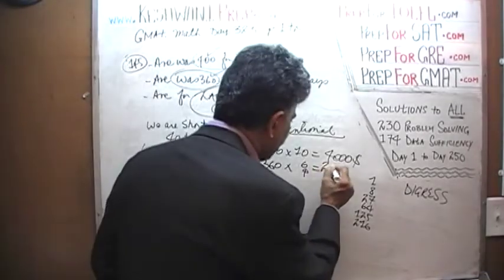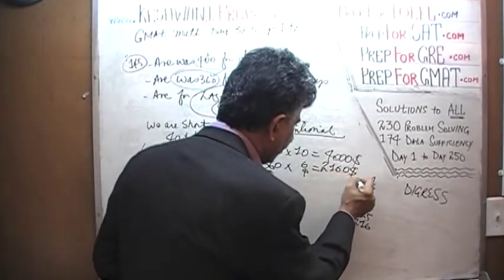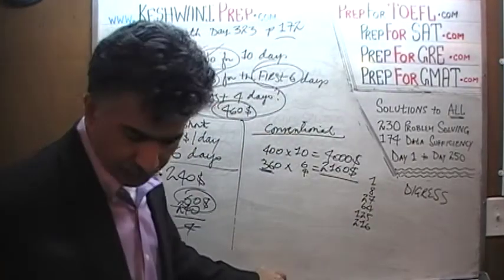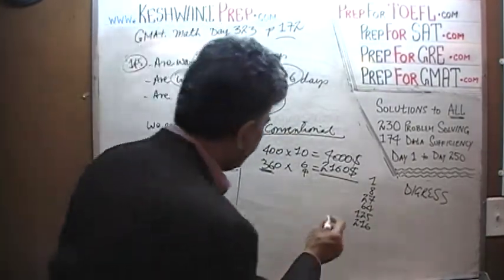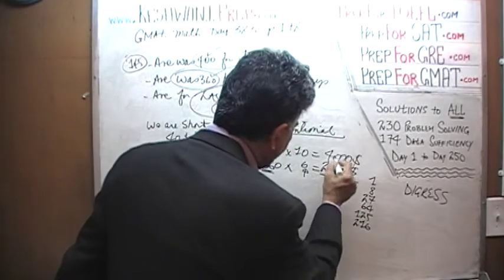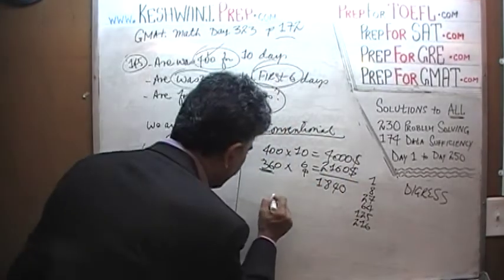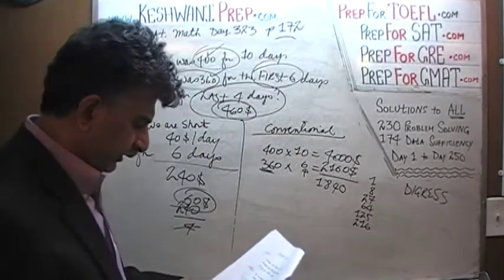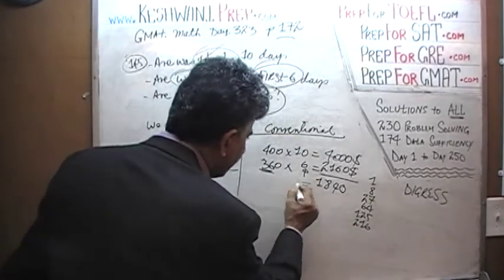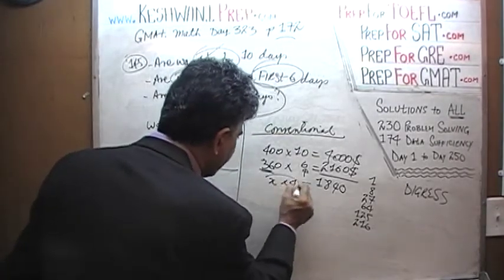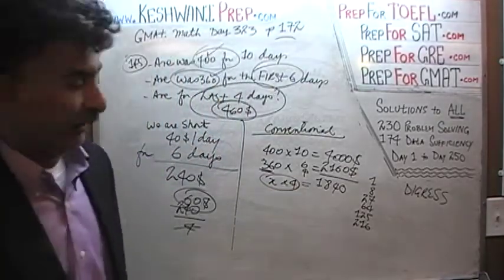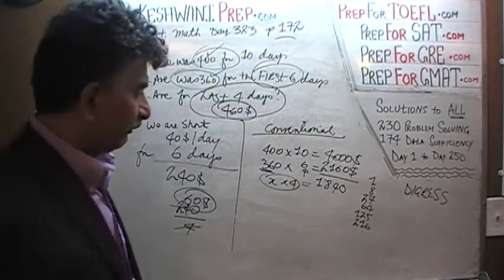So it's actually $2,160. Subtract one from the other and you should get $1,840. Now, we have to make up this $1,840. This $1,840 has to be made up in 4 days.